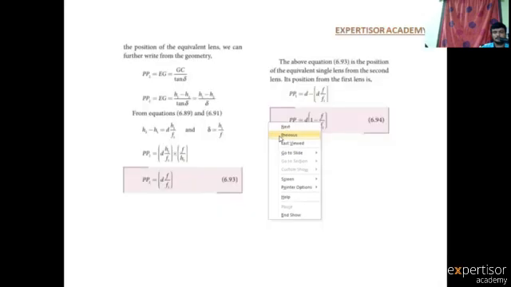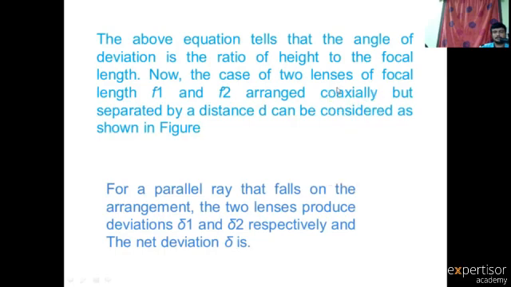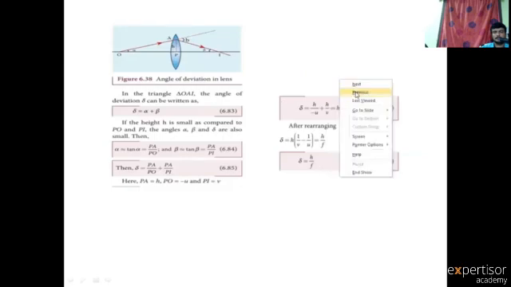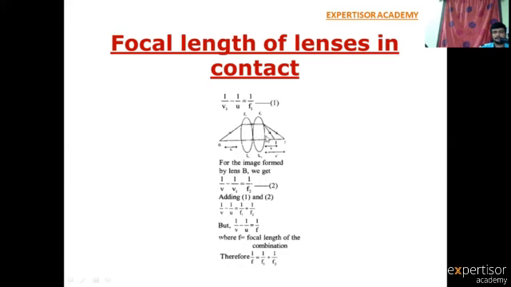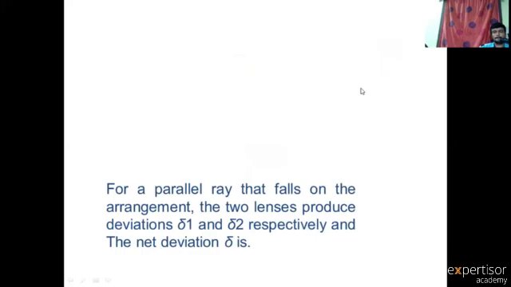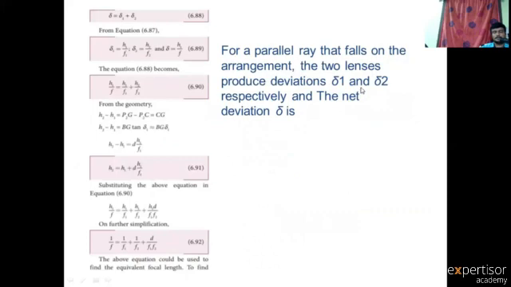Here we discuss the deviation angle for the combination of two lenses. The combination is formed like this. This is the combination of the two lenses. Now we derive the combined deviation angle.